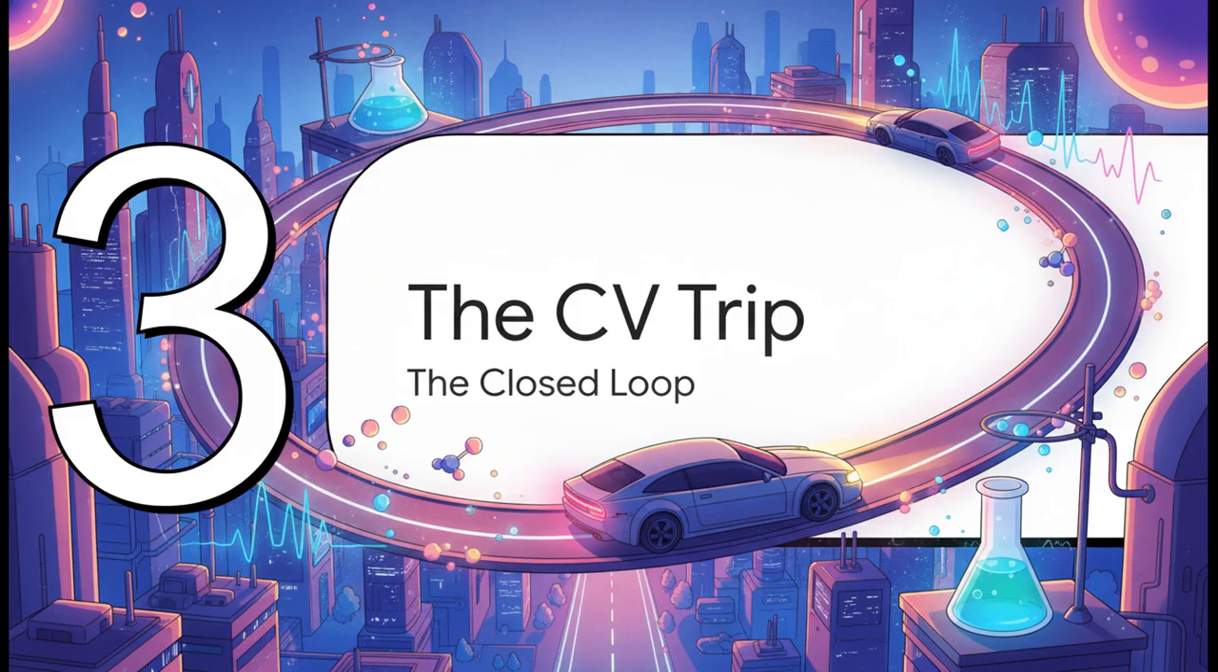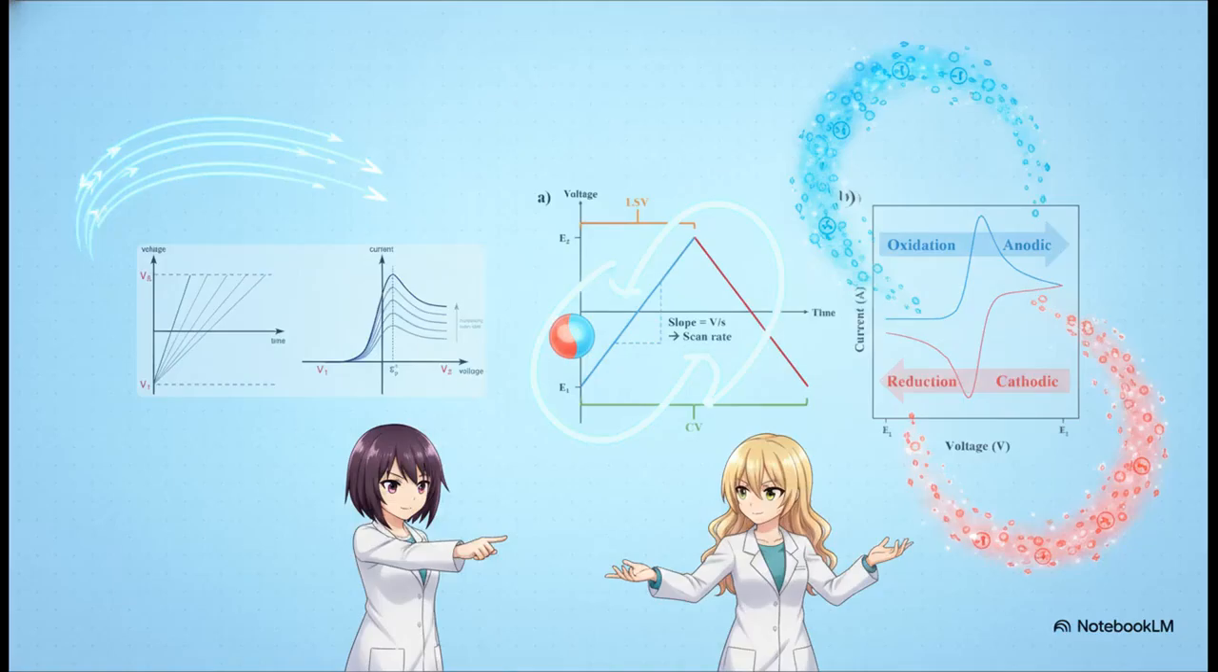Part 3, the cyclic voltammetry trip. This is where we see exactly how cyclic voltammetry, or CV, goes way beyond the single sweep of LSV. By reversing the potential, we create a closed loop, successfully capturing both the oxidation and the reduction processes. While LSV gives you that single lonely peak, CV sweeps forward to oxidize the molecules and then sweeps right on backward to reduce those exact same molecules back to their original state. You get a cathodic trace going one way and an anodic trace going the other. It's the full round trip.